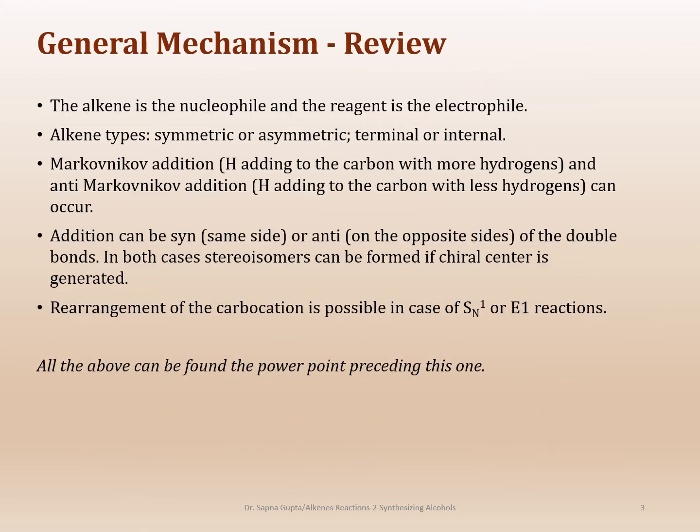Okay, moving on. So a review for the mechanisms that we have learned already from the previous presentation for alkene addition is that alkenes are the nucleophiles. The reagent is generally going to be your electrophile. The alkenes are different kinds: symmetric, asymmetric, terminal, or internal, because this kind of alkene will determine whether you're going to have Markovnikov addition, so you get one product, two products, how many do you get? Whether your addition is going to be on the same side or anti-side, that's not dependent on the alkene type. That is dependent on the mechanism of the reaction.